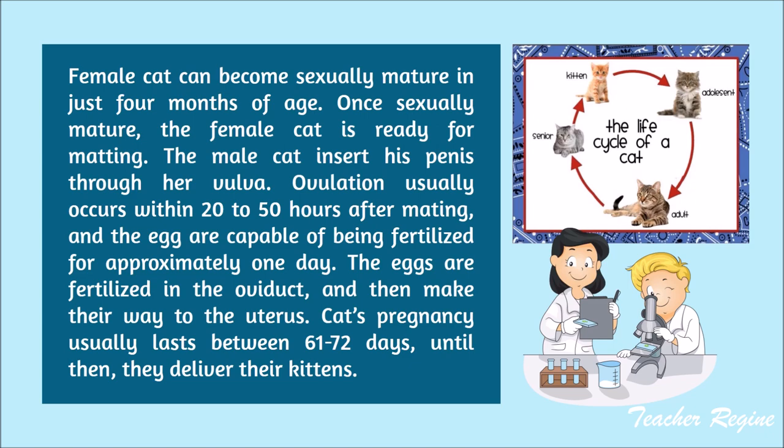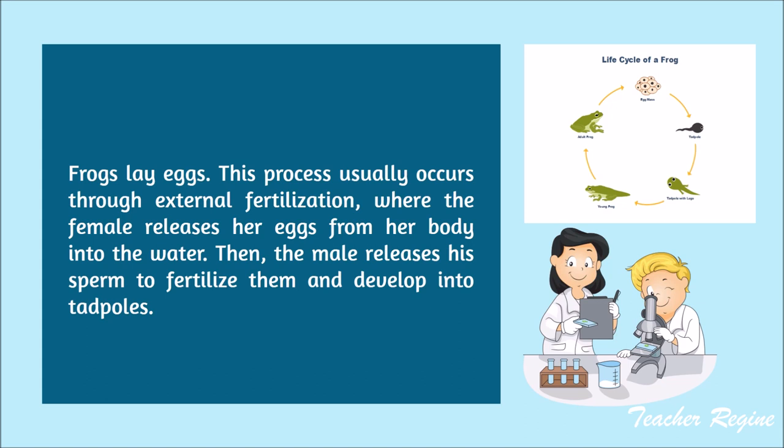For frogs, frogs lay eggs. This process usually occurs through external fertilization, where the female releases their eggs from her body into the water. Then, the male releases his sperm to fertilize them and develop into tadpoles.